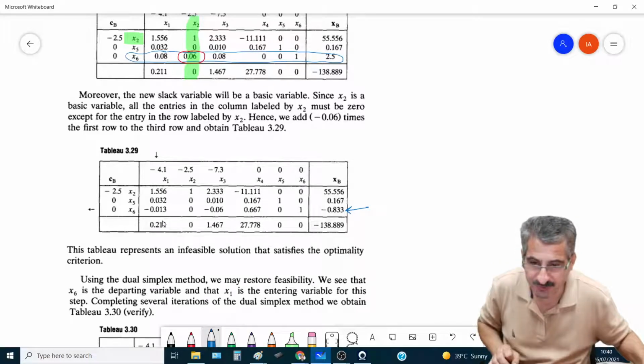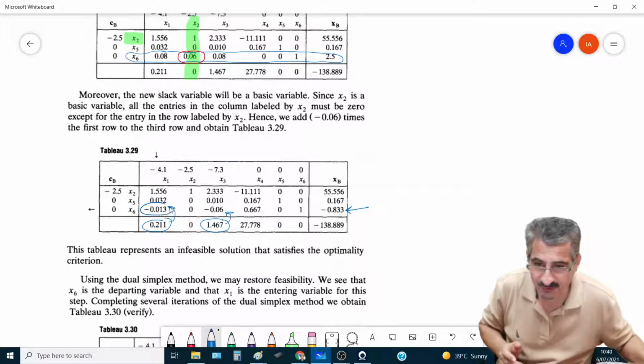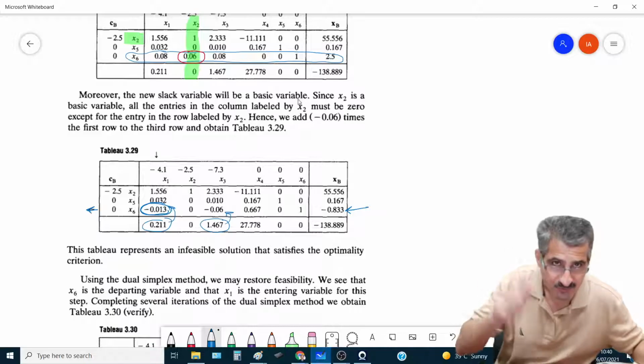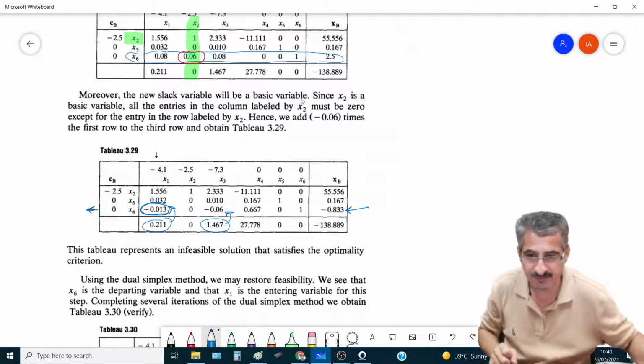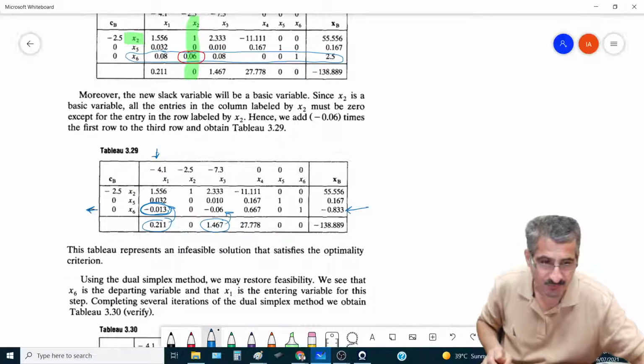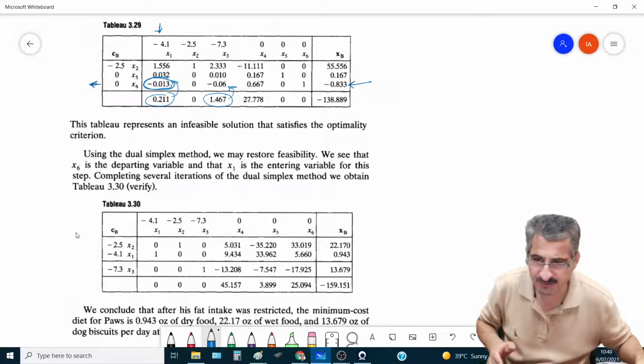So we will compute ratios, this over that, and this over that, only for the negatives. And whichever ratio is the maximum, we take it and this will be the pivot, and therefore x6 will be leaving because we have x6 as a useless variable and we want to get rid of it, and x1 is entering. And now do the process of pivoting, and then we get to this new table.